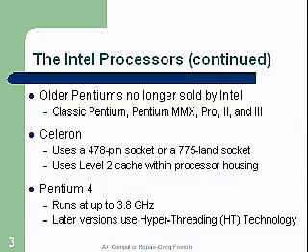Uses a 478 pin socket or a 775 LGA socket. Uses level 2 cache within the processor housing. So now they have both level 1 and level 2 that they're using. Pentium 4 runs up to 3.8 gigahertz. Later versions use hyperthreading, that newer technology of hyperthreading.